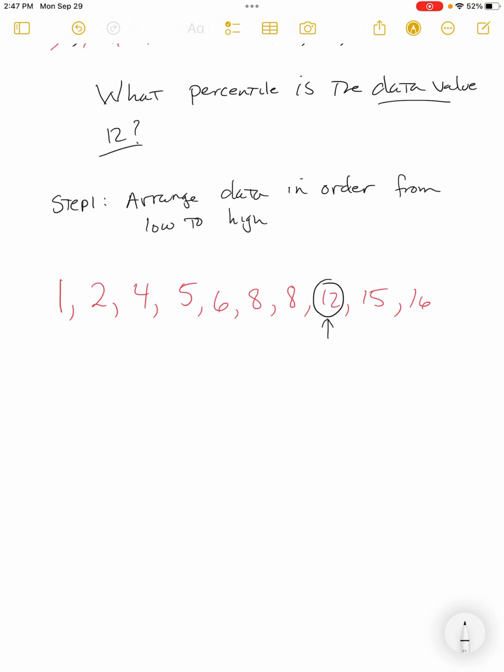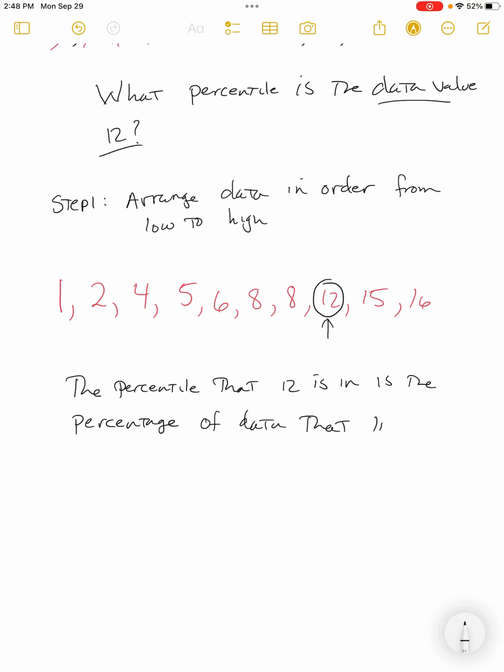So there's 12. The question is, when they're asking what percentile is the data value 12, they're asking what percentage of data lies below 12. So the percentile that 12 is in is the percentage of data that lies below 12.